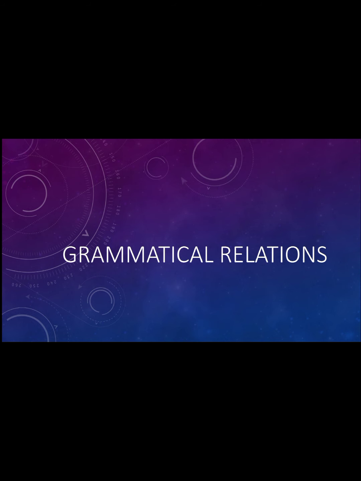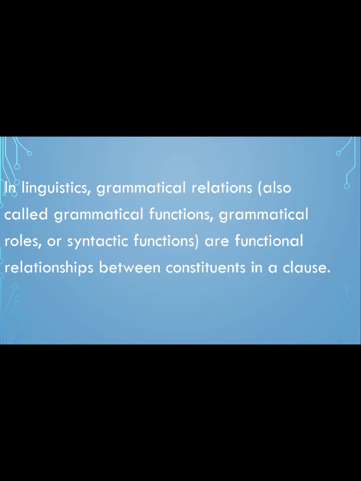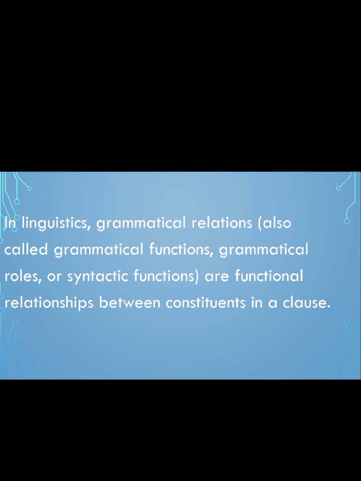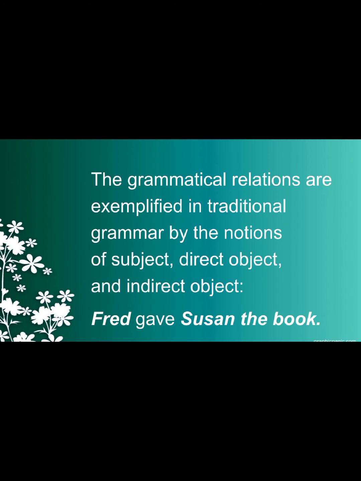Grammatical relations. In linguistics, grammatical relations, also called grammatical functions, grammatical roles, or syntactic functions, are functional relationships between constituents in a clause. The standard examples of grammatical functions from traditional grammar are subject, direct object, and indirect object. The grammatical relations are exemplified in traditional grammar by the notions of subject, direct object, and indirect object.